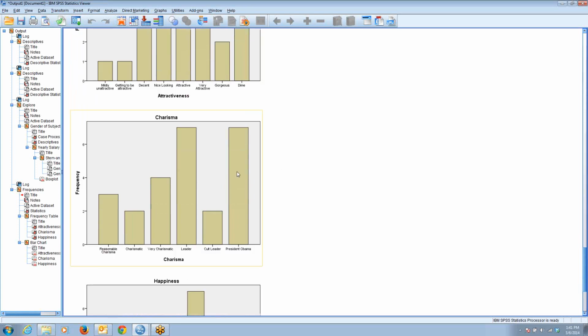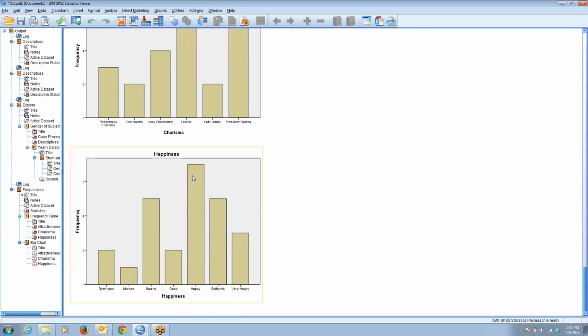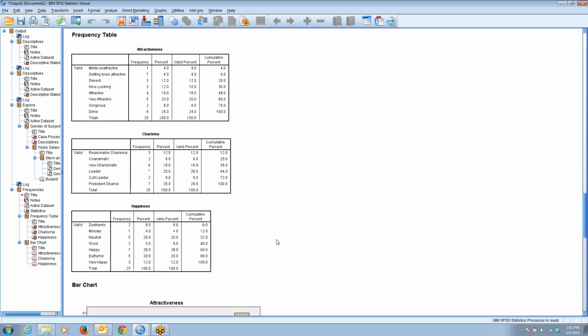For charisma, we had a few who were at the President Obama level of charisma, which is, by the way, above cult leader, and there's leader. And then for happiness, this looks like a more kind of even expected distribution. Fewer people at the extremes, and more in the middle.